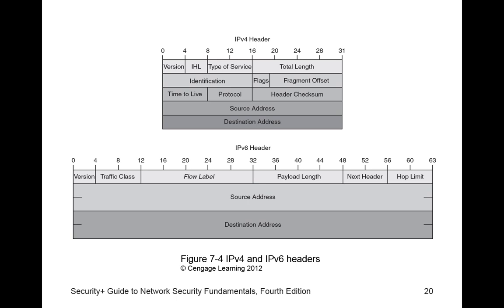So there's no time to live on an IPv6 header? Well, there's a hop limit. Okay, it's by the hops. Good. They took out time to live because you have 30 hops. Just a more accurate name.